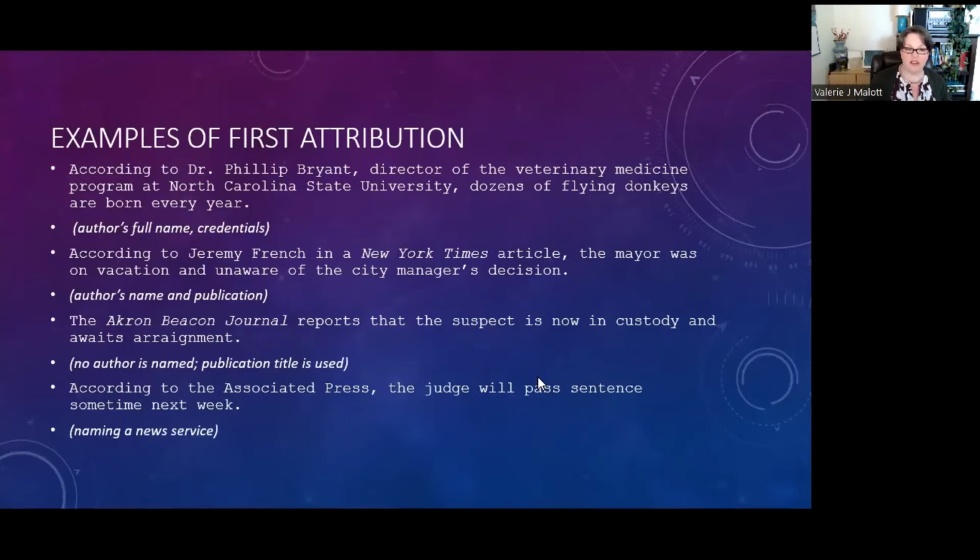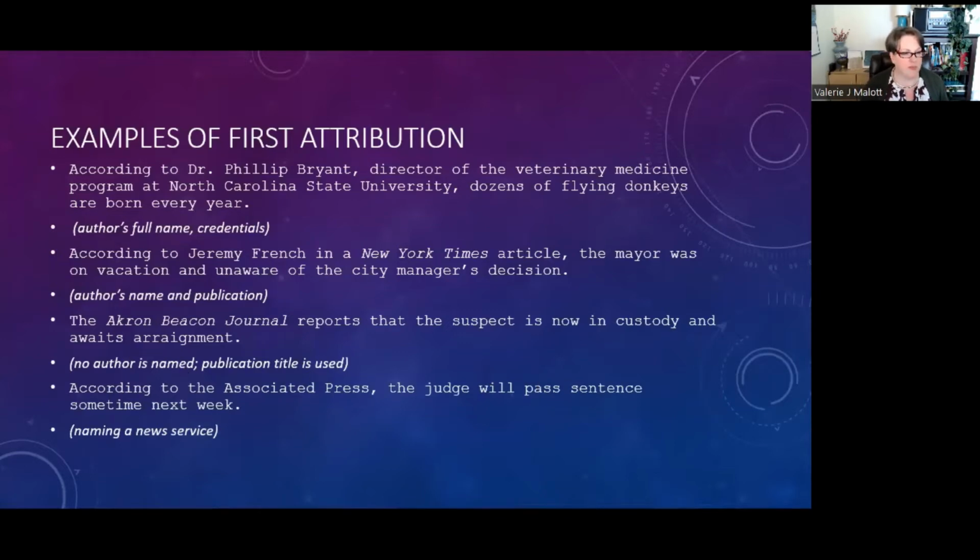When you do a first attribution for a source, you might sometimes need to trim down the amount of information so you aren't incredibly wordy. That's up to you to decide how much information to leave out and how much to leave in order for your source to appear credible. You can continue to list further qualifications of your source if they're relevant and they establish credibility.